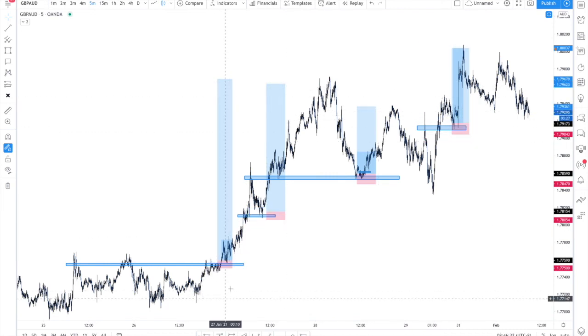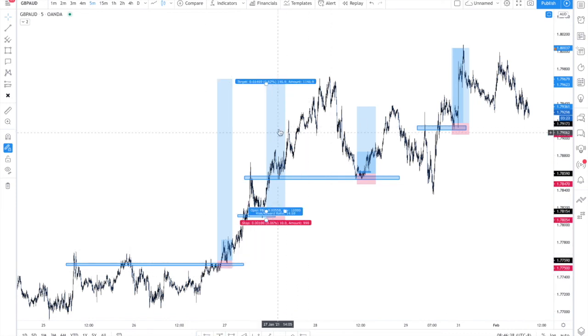Okay, but again, as simple as it is: momentum, structure, POIs, and then easy.